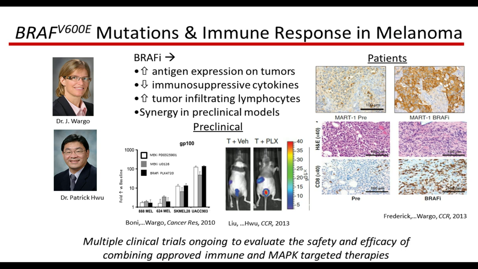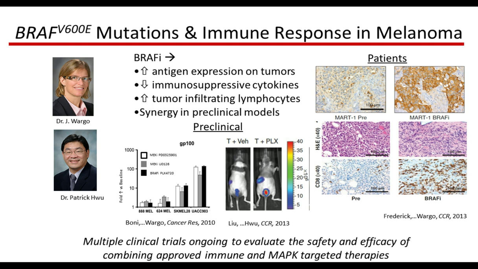Now, we actually, as I mentioned, now have multiple targeted therapies that are approved for patients with a BRAF V600 mutation. And again, these therapies can be very effective. What's very interesting, though, is that we've really developed a much better understanding of the impact of the MAP kinase signaling pathway on the anti-tumor immune response.